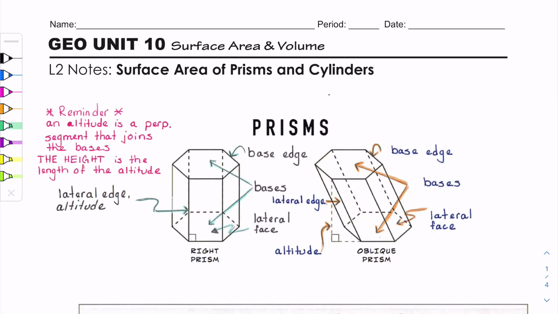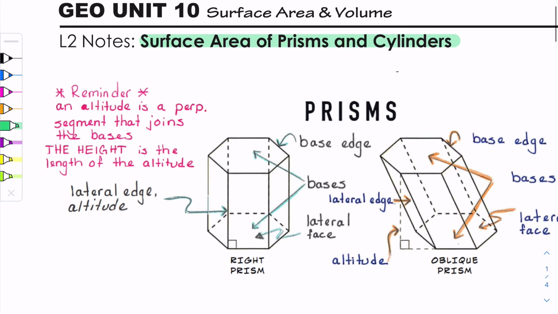Today we're talking about surface area of prisms and cylinders. Before we begin with the surface area, we need to talk about the key parts of a prism, and then we'll talk about lateral area of a prism.